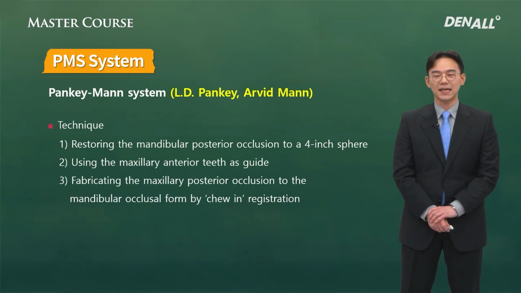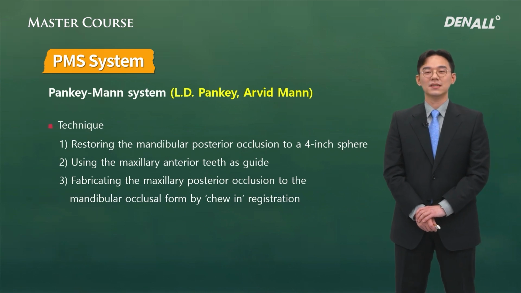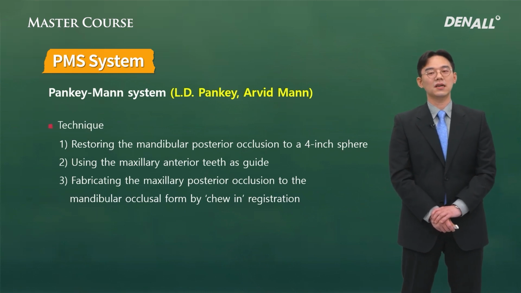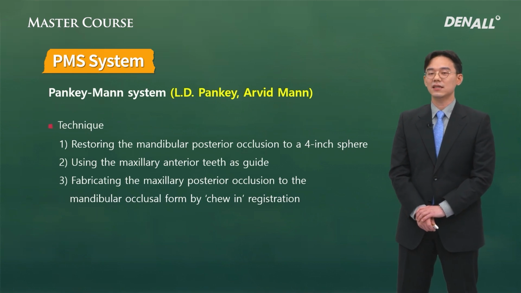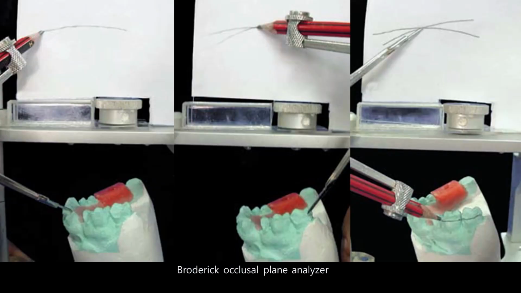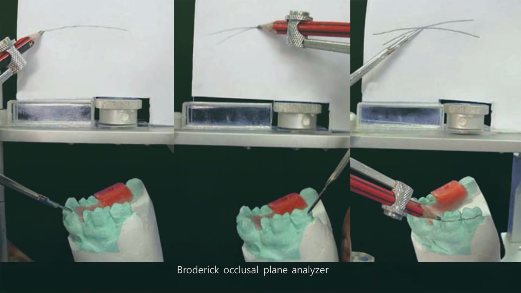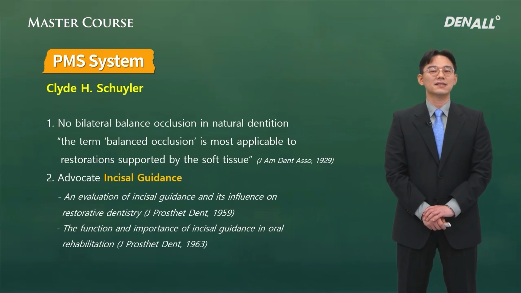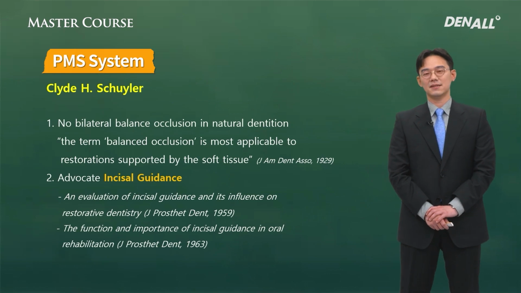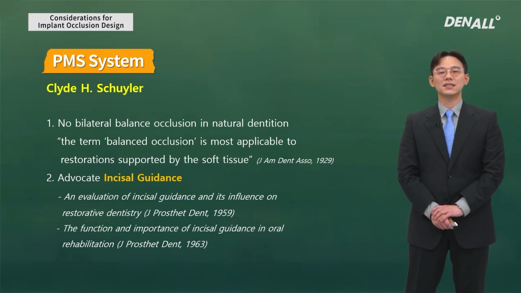First, restoring the mandibular posterior occlusion to a 4-inch sphere, and then using the maxillary anterior teeth as a guide, the maxillary posterior occlusion is fabricated using the Meyer's functionally generated path technique. The Roderick occlusal plane analyzer is used by the PMS school for full mouth restoration. This process is finding the center of the sphere using Monson's 4-inch sphere. If the center of the sphere is found, reversely the occlusal plane can be made. Later, Schuyler joined the Pankey-Mann group, leading to the PMS school. Schuyler said that in natural teeth, bilateral balanced occlusion does not exist.